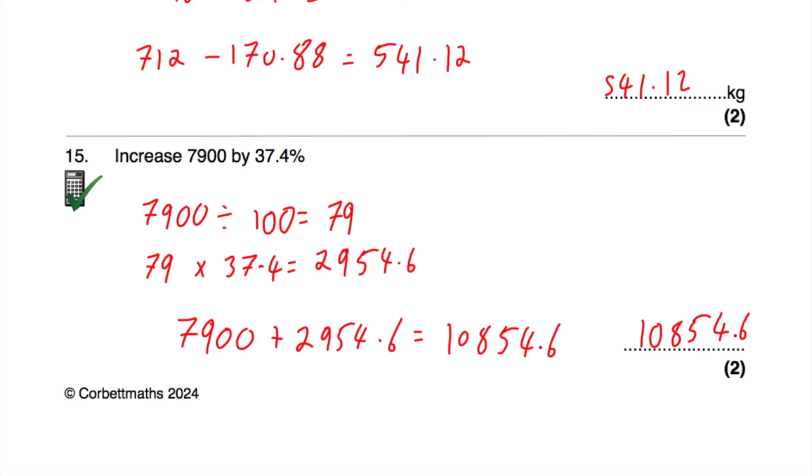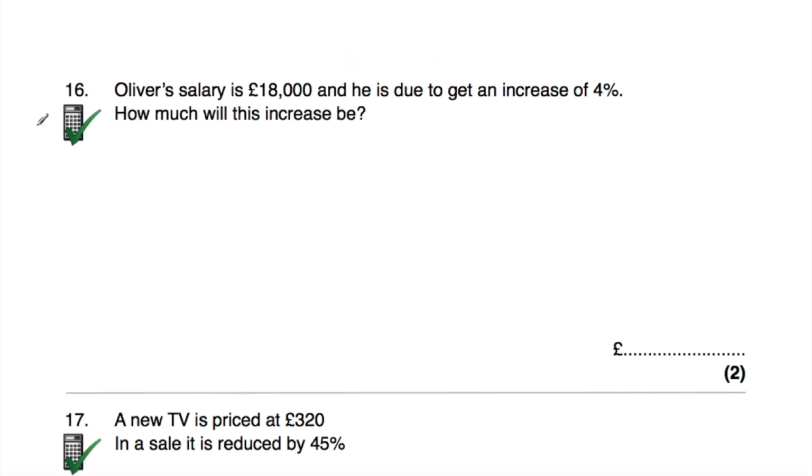Now another approach is to use a multiplier, and if you increase something by 37.4%, well, you've 100% to begin with, then you're going to add 37.4% on, so that'll be 137.4%, and 137.4% as a decimal number will be 1.374. So if you multiply something by 1.374, that will increase it by 37.4%. So let's take our 7,900, multiply by 1.374, and that is equal to 10,854.6. And that's it.